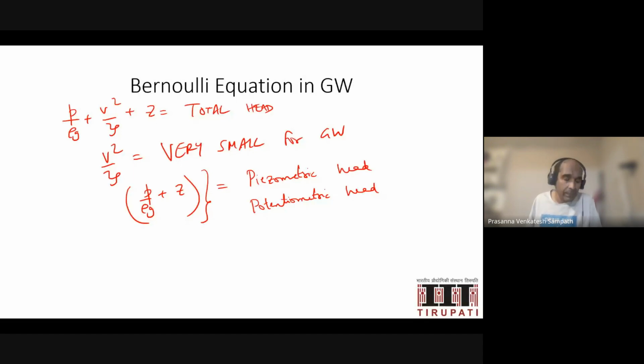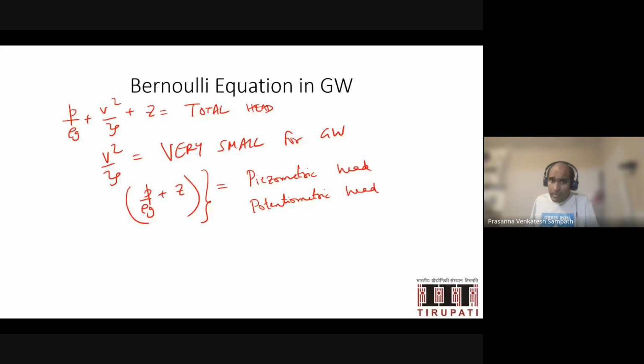So this v square by 2g term is extremely small for groundwater because in surface water, water moves at the rate of 3 meters per second, 5 meters per second, and so on. Here it is moving much, much slower. Even if it moves 100 meters per day, it's nothing, right? So the v square by 2g term is typically ignored in the Bernoulli equation for groundwater. Velocities are very small. For all practical purposes, because v square by 2g is so insignificant, in groundwater we just consider P by rho g plus Z.